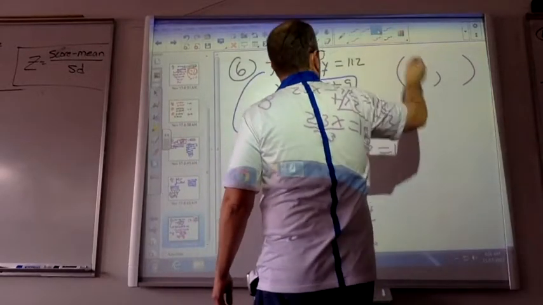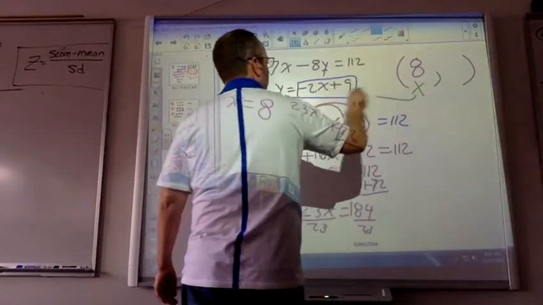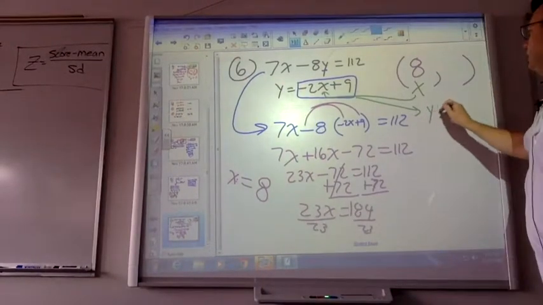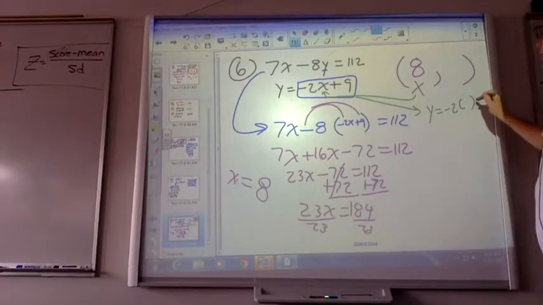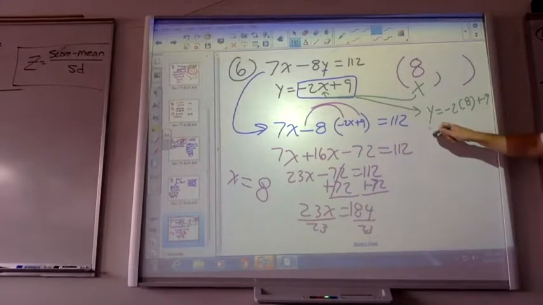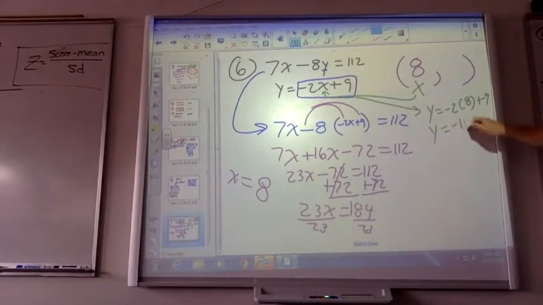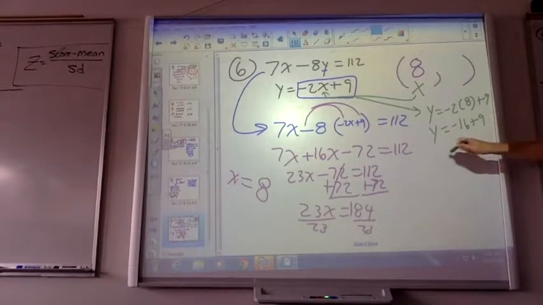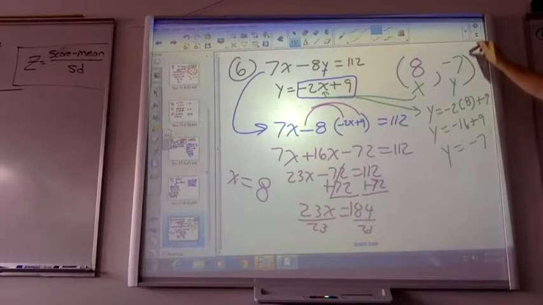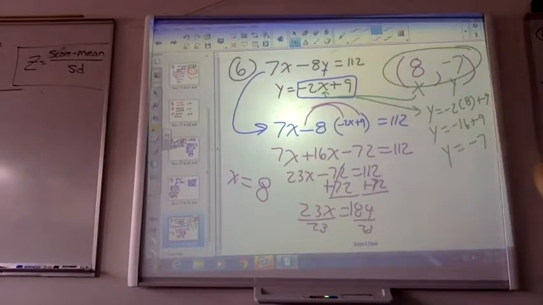Okay, I can take this x value and plug it into this equation. I get y equals negative 2x plus 9. There had been an x there. I'm plugging an 8 in. That gives me y equals negative 7. Here's my solution. Sweet.